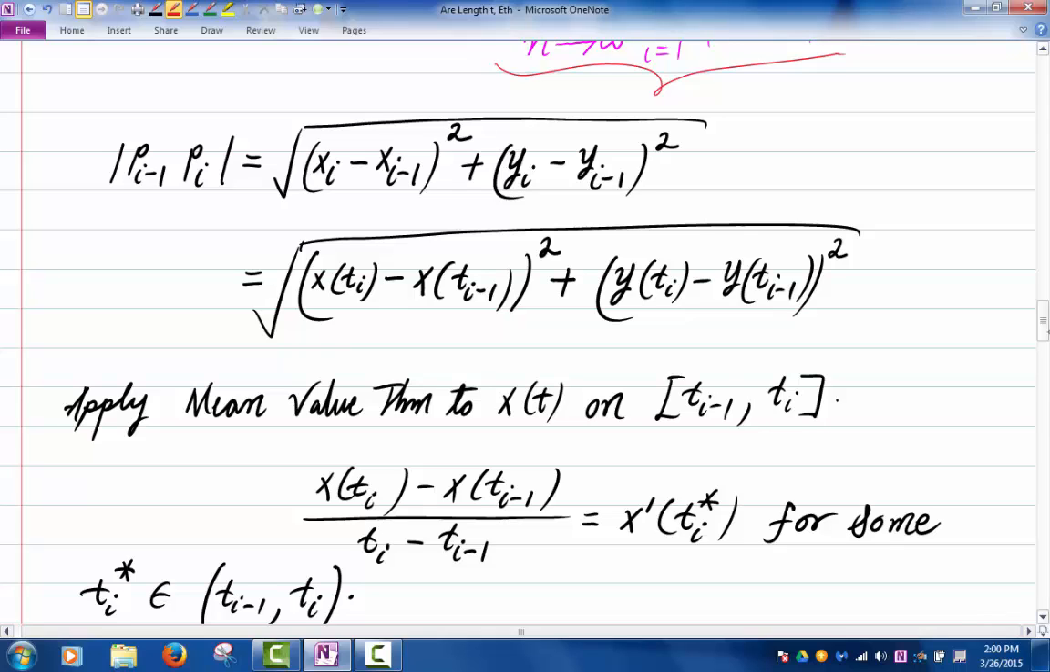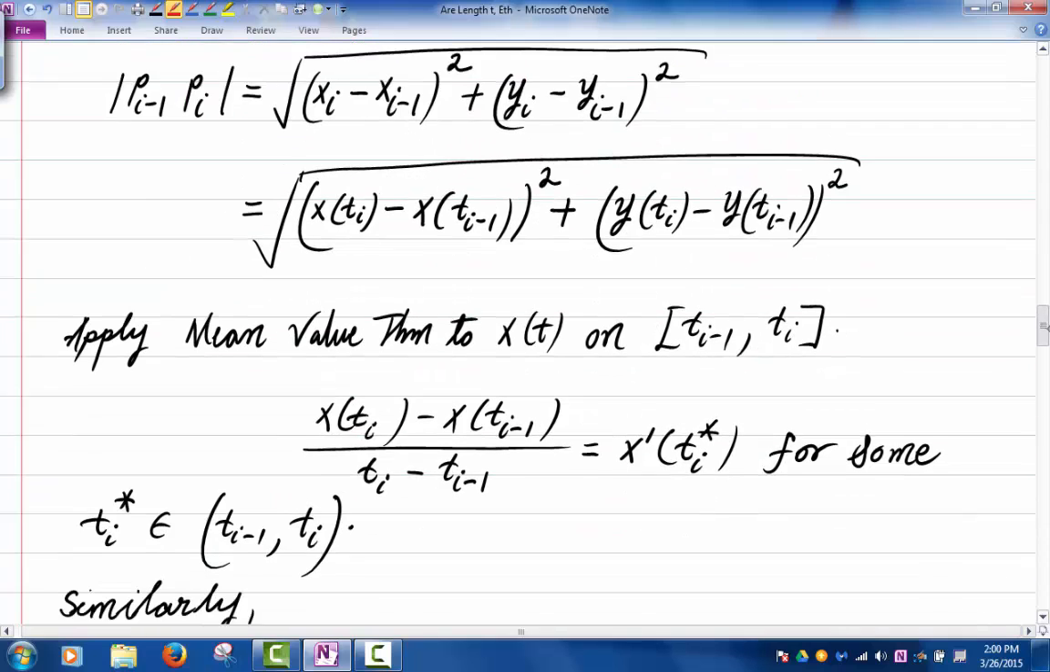And then, here is where it becomes a little bit complicated. This expression that I got for the length of the line segment between P_i and P_{i-1}, I have to rewrite this. And I have to use the mean value theorem to do that. So we are going to apply the mean value theorem for the functions x of t and y of t. How many of you remember the mean value theorem? Okay, let me remind you very quickly here.